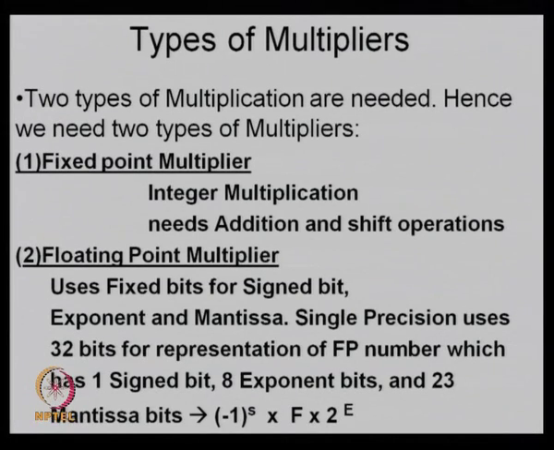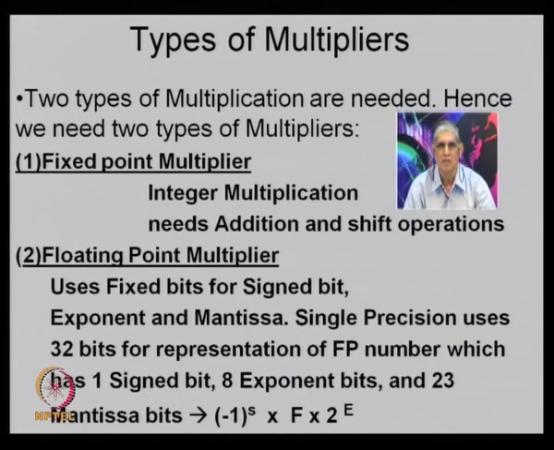Now, the types of multipliers which are required in any digital hardware are of two kinds. One, of course, we all know, is called fixed point multipliers. Among the fixed point multipliers, the most popular one is the integer multiplication, and of course, it can also have decimals, it can have fractional multiplication, but anyway any fractional number can be handled the same way as the integer numbers, and therefore, they only need some addition and shift operations to do fixed point multiplication.